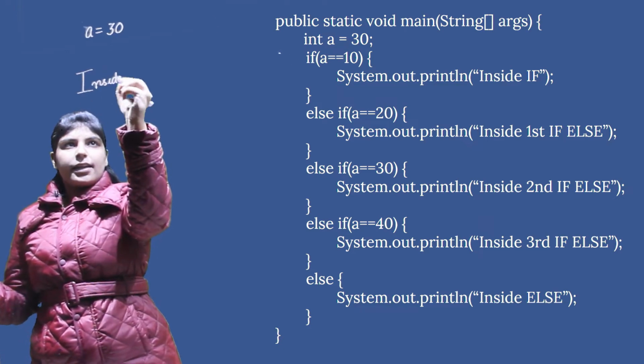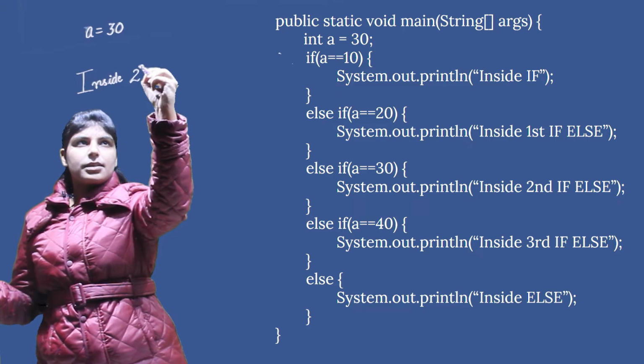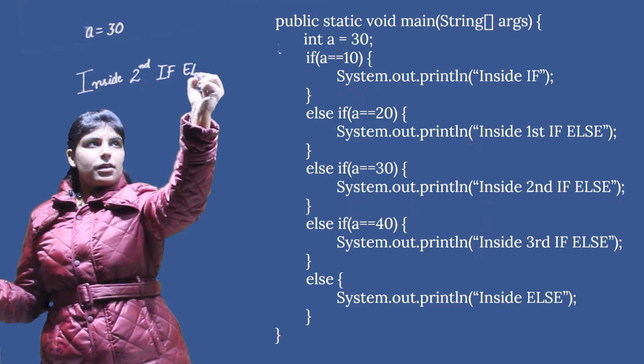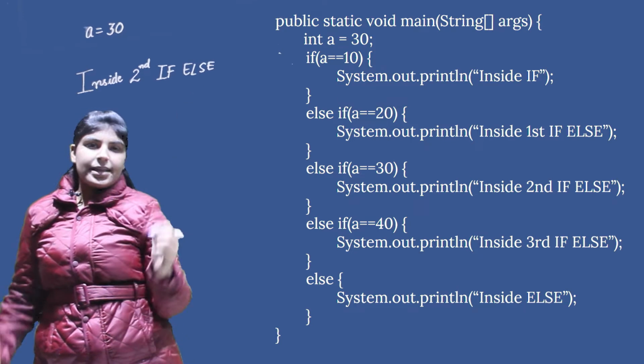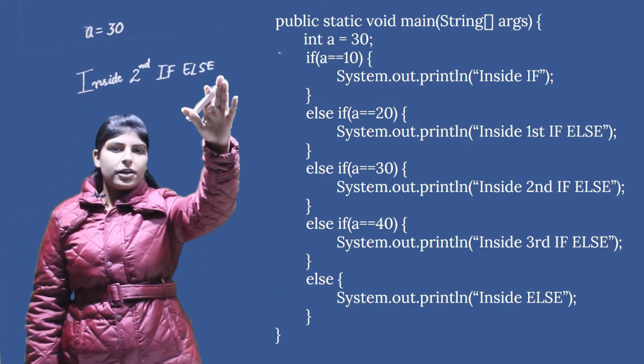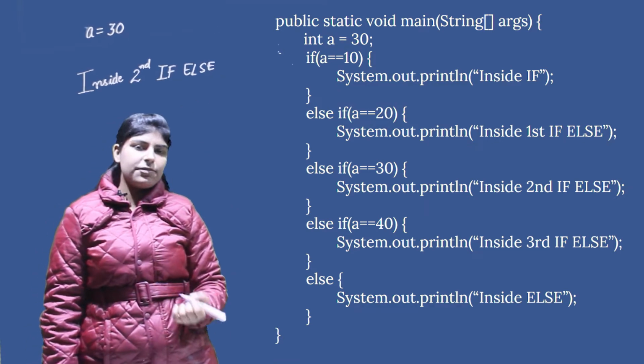Inside second if else will be printed on the screen. So now because one of these statements is executed, I will not check the further conditions. So now this will be printed on screen and I will come out of the if else if ladder.